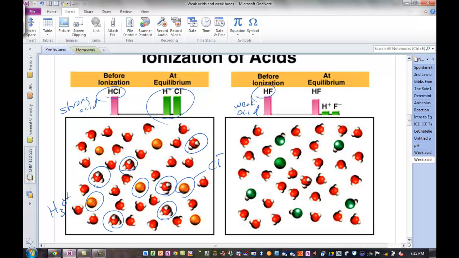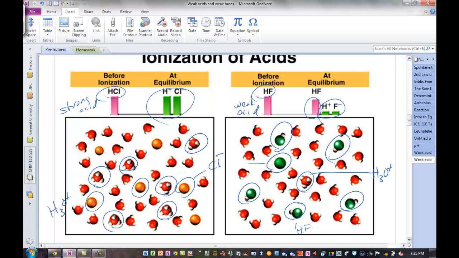What you're supposed to see looking at that strong acid is that we don't have any HCl. We just have hydronium, H3O+, and Cl-. Complete ionization. Whereas for the weak acid, most of it stays as HF. Here's our HF here. Most of it stays as HF. We only get a small amount of ions. Here's a hydronium.